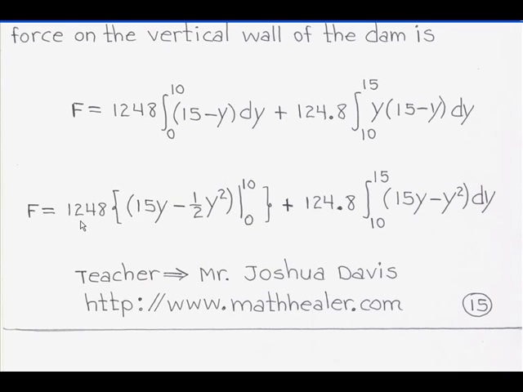Again, F is equal to 1,248 after taking the integral times 15y minus 1/2 y squared, and the interval of integration is from 0 to 10, plus 124.8 times the integral. As we go from 10 to 15, I distribute it through by the y, so we now have 15y minus y squared dy.